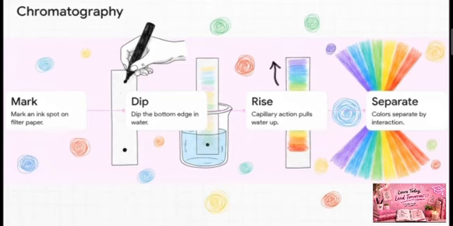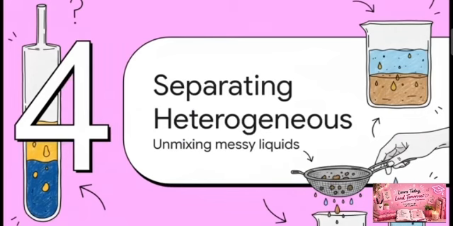Now, that black ink is actually a secret mixture of different hidden dyes. Some of those dyes interact heavily with the water, so they get dragged all the way up to the top. Other dyes interact more with the paper, so they get left behind near the bottom. As the water travels vertically, the black ink literally stretches out into a beautiful rainbow, separating every single hidden color perfectly. Moving on to Section 4, separating heterogeneous liquids, untangling the messy stuff.